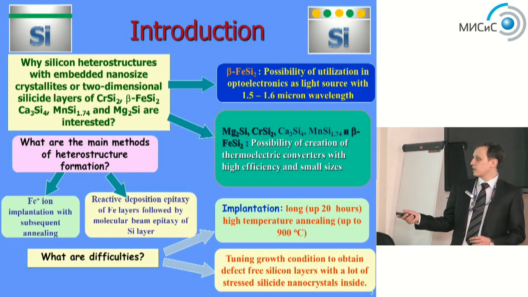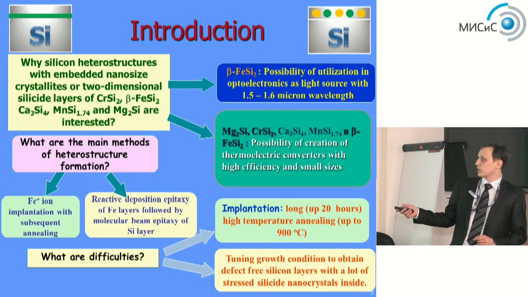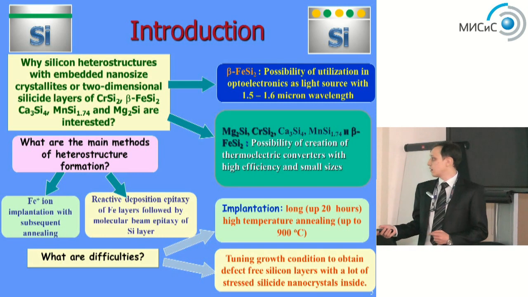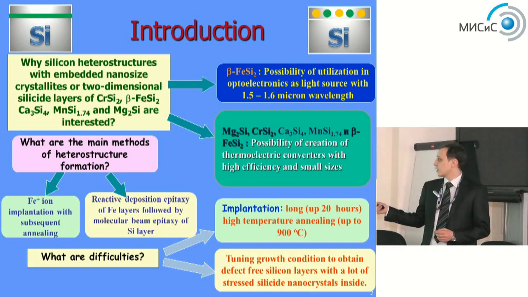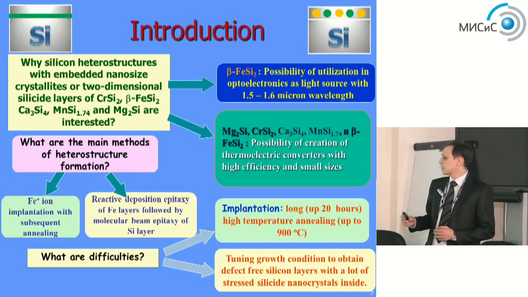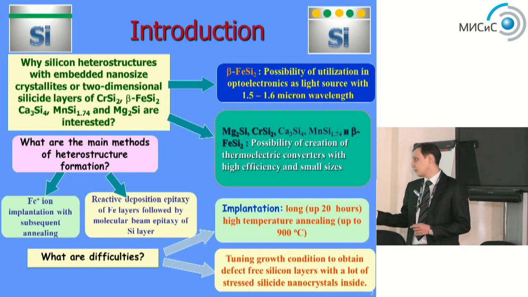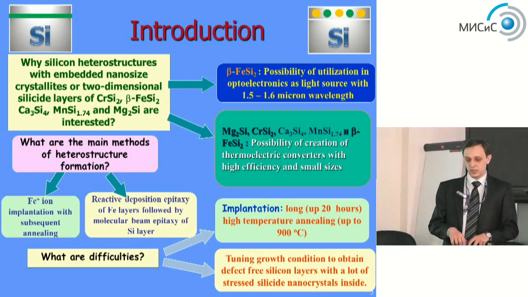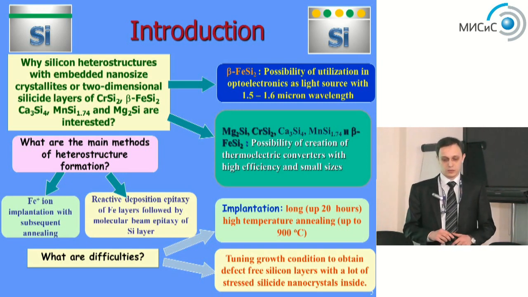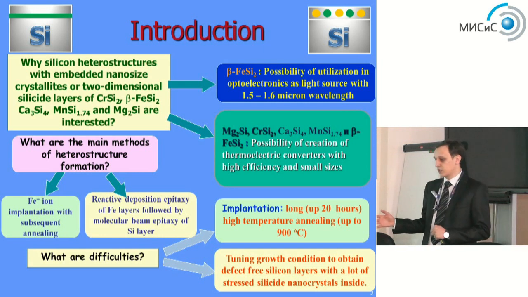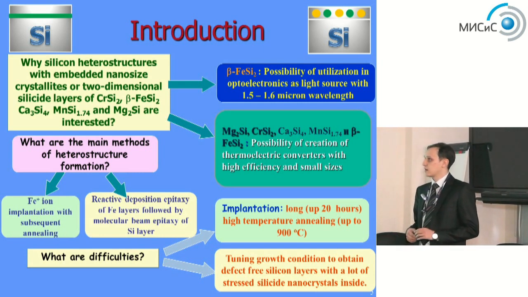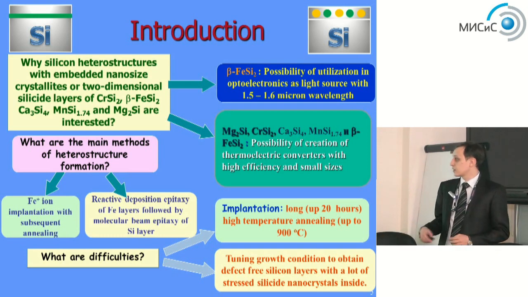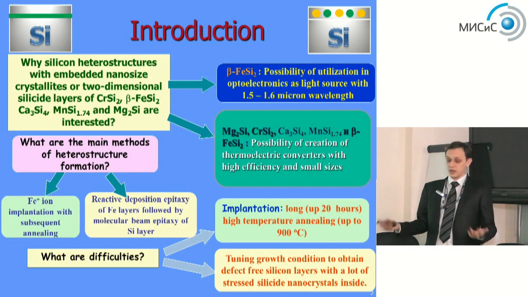Unfortunately, calcium silicide, manganese silicide, magnesium silicide, and chromium disilicide are indirect semiconductors. Also with iron disilicide we can make devices for thermoelectric converters, maybe with high efficiency and small sizes. If we embed this silicide inside the silicon matrix, we hope that we increase the efficiency of conversion from optical to electrical signal. What are the main methods of creation of silicide?